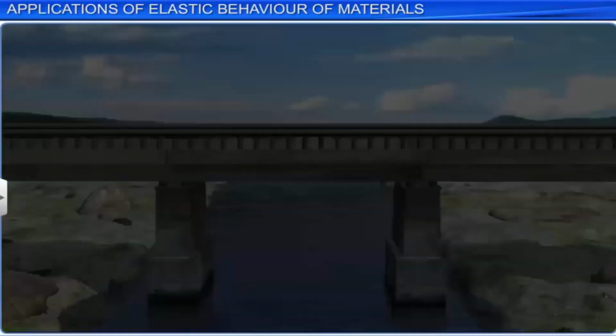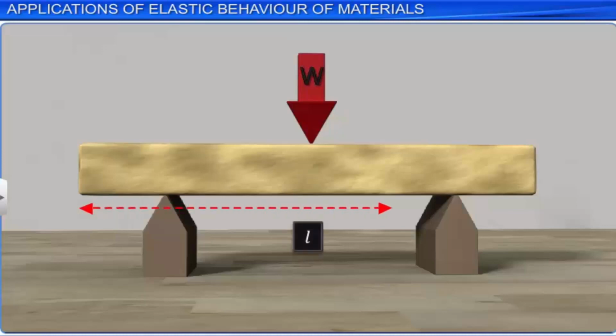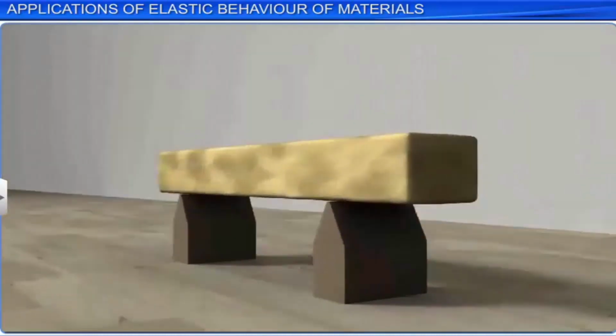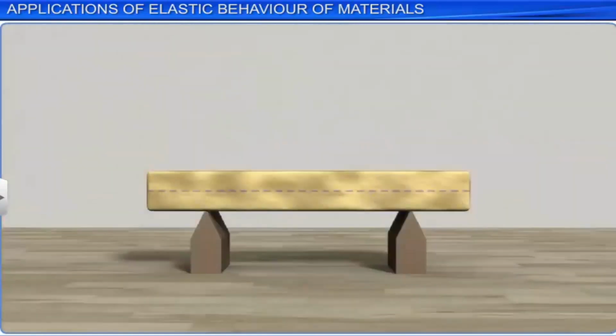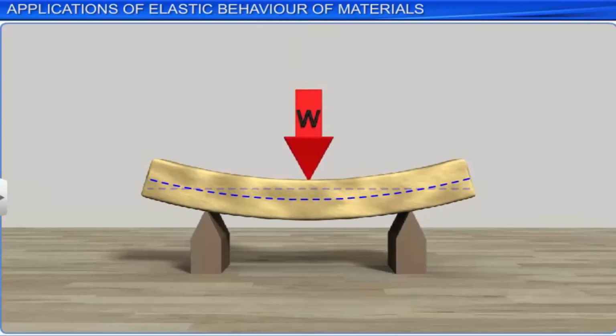Let us consider a beam resting at both ends, subjected to a load W at its midpoint. The beam has a length L, width B, and thickness A. When a load is exerted at its midpoint, it bends as shown. In the process, the upper surface is compressed, whereas the lower surface is extended.